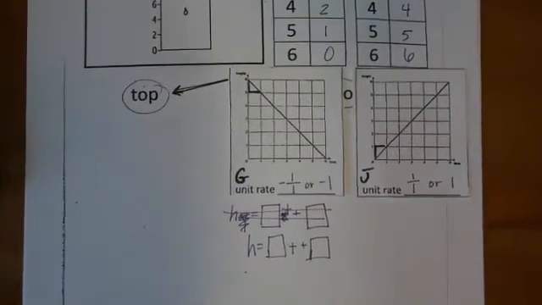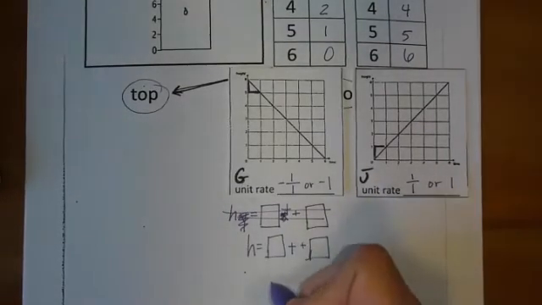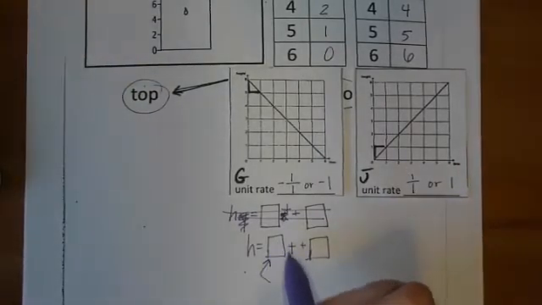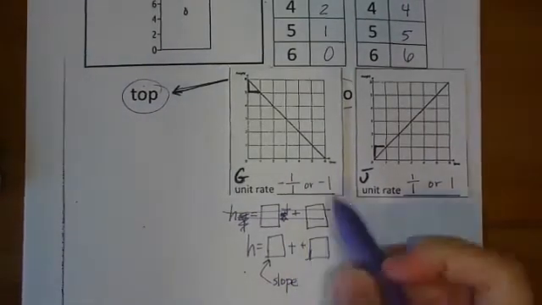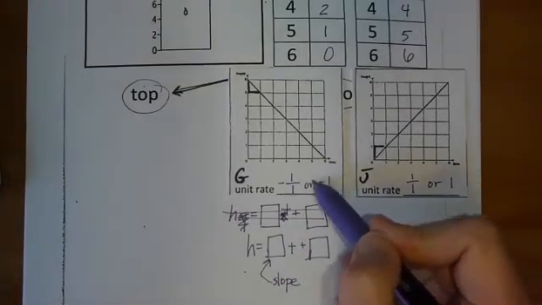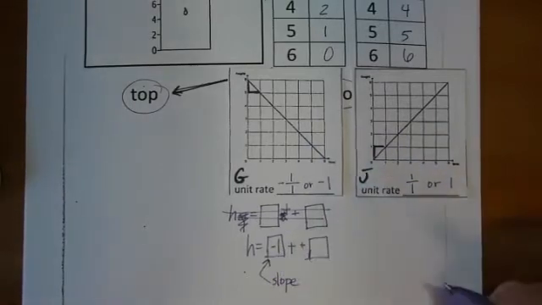All right, so now what do we put in the blanks? Well, it's just kind of like a recipe that you have to follow. In the first blank, the one that's right there with the t, this is where you're going to put the unit rate or the slope. In this case, I'm just going to call it slope, but you can literally just copy the unit rate in there and you'll be good to go. So this unit rate for graph G was -1, so I'm just going to write a -1 there.